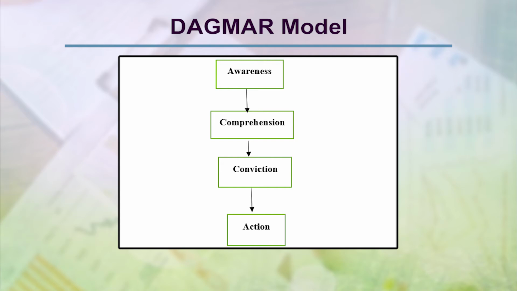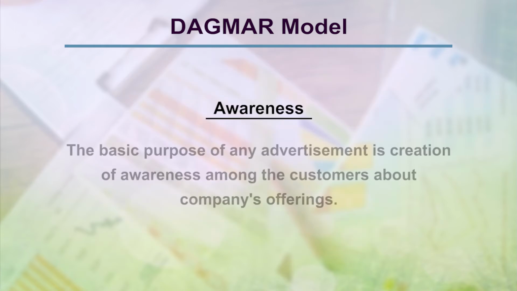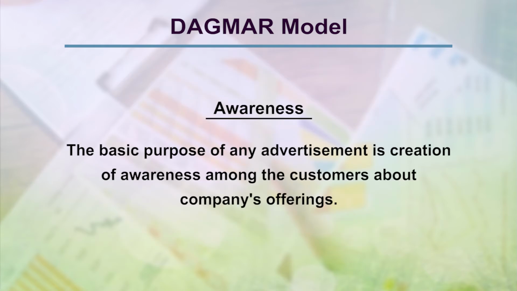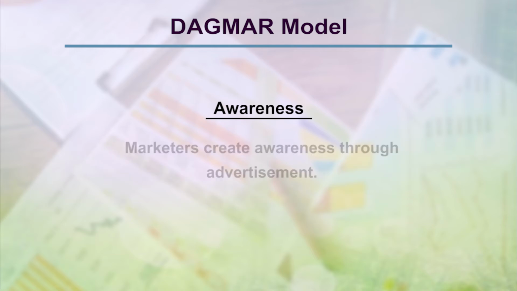The DAGMAR model works in four stages: awareness, comprehension, conviction, and action. Let us discuss and explain the stages one by one. First one is awareness. The basic purpose of any advertisement is creation of awareness among the customers about the company's offerings, the company's products, how the company sells, what the competitors' products are, everything. So the DAGMAR model says the marketers should create that awareness by giving advertisements to the customers.